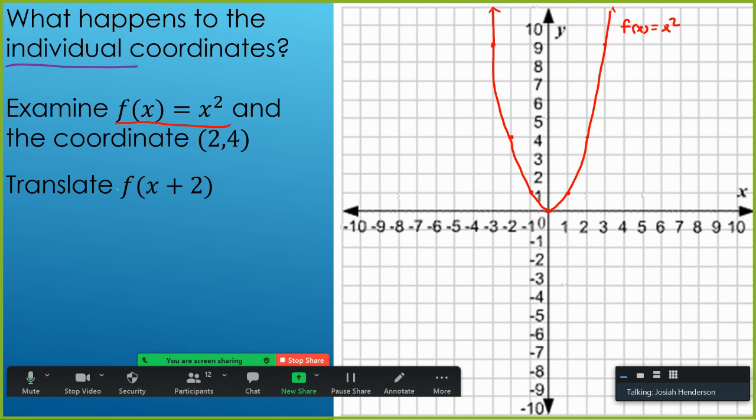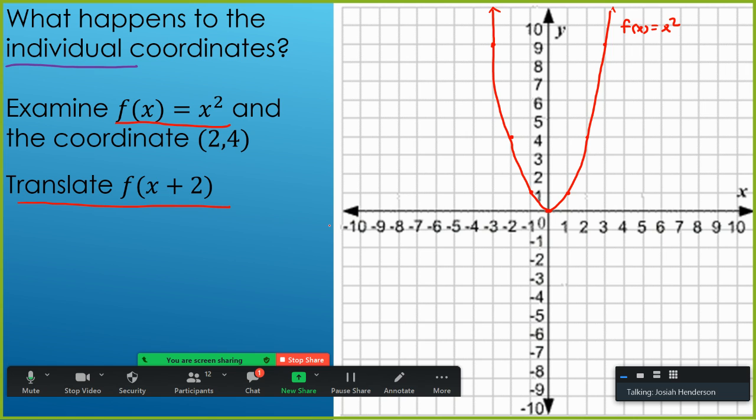Now, what happens if we translate f of x plus 2? Okay, before I do this, look at the rule here. The plus 2, it's in the parentheses. So what does that tell us? Can you tell me anything from last week? Meaning, if we're given this translation, is that a left, right, up or down? And then specifically, how many units left, right, up or down? Any ideas?